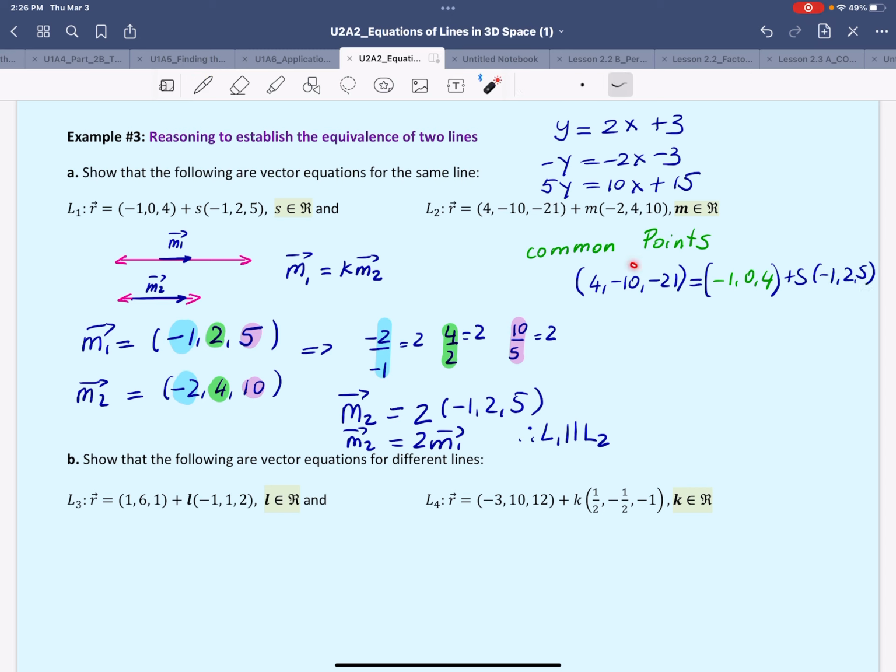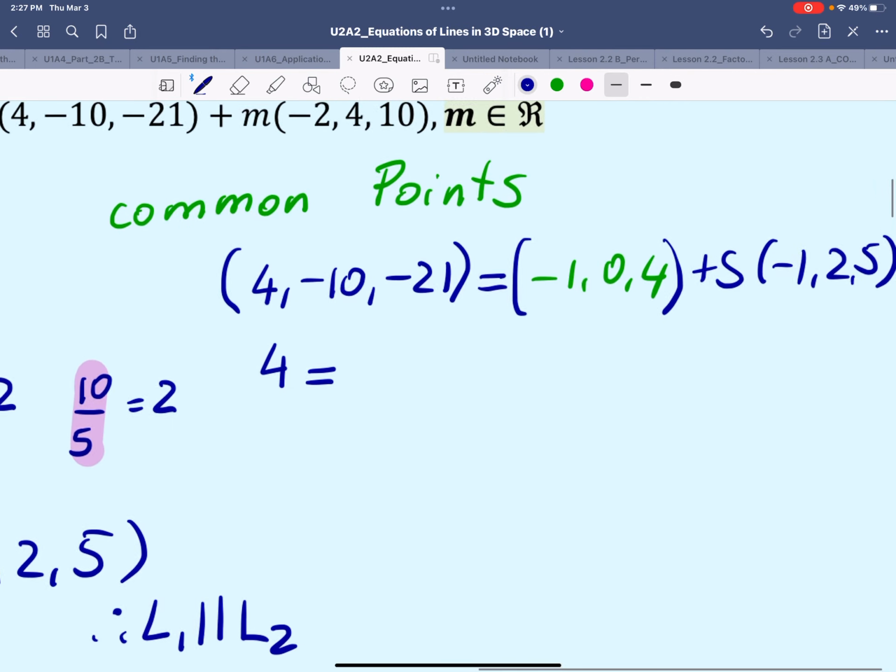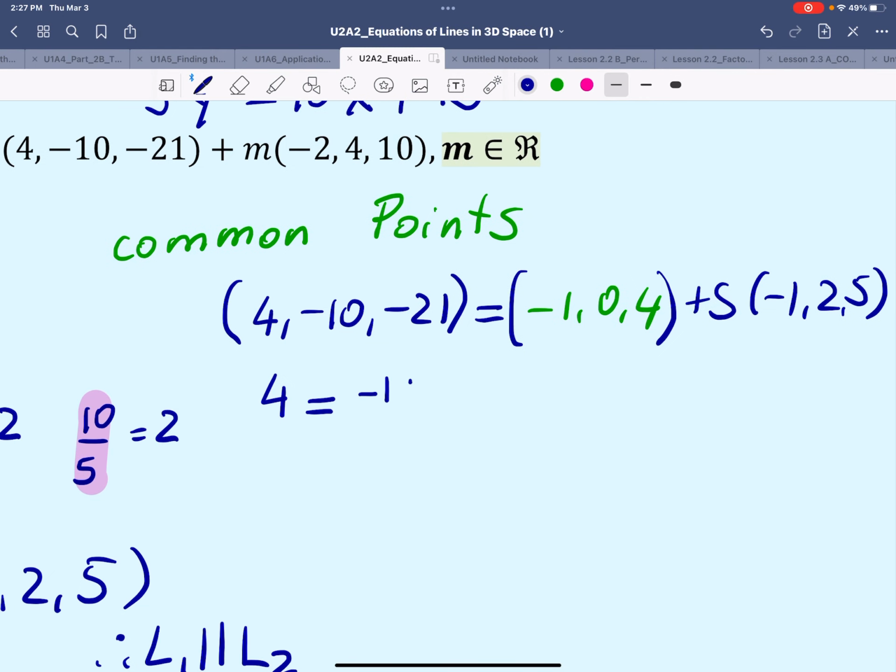If this point fits into this line, then we'll be able to find the same multiplier s for each and every coordinate. So using parametric equations, you will have 4 equals negative 1 plus s times negative 1. So 4 equals negative 1 minus s. So s would equal negative 5.